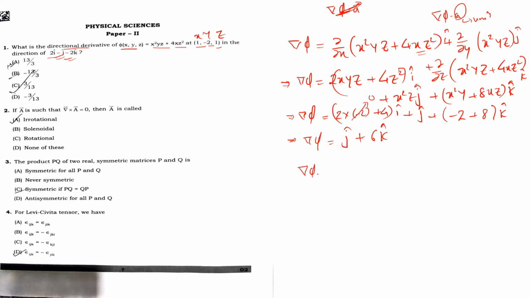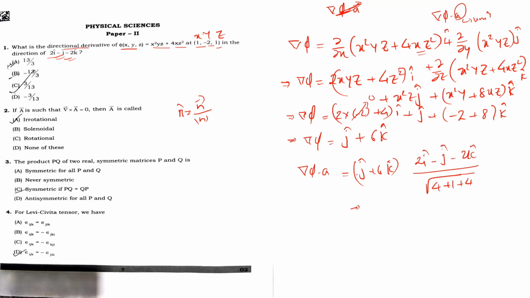Now you will take del phi dotted with a, the unit vector of this particular vector. So del phi is j cap plus 6 k cap. You know the formula of a unit vector: any unit vector n cap is the vector n divided by its magnitude. So here the vector is 2 i cap minus j cap minus 2 k cap, and in the denominator you will have 2 square is 4, plus 1, plus again 2 square is 4.